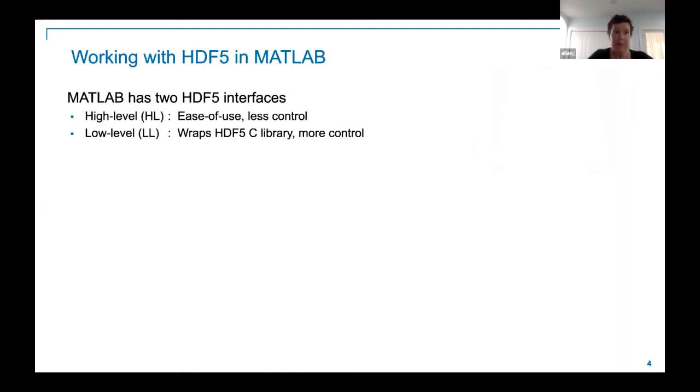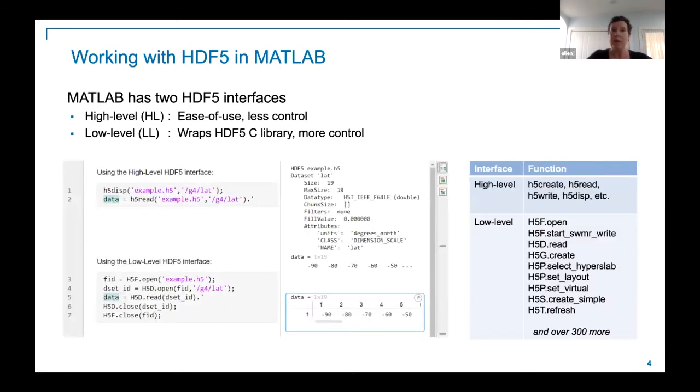So as a reminder, MATLAB has two HDF5 interfaces. We have the high-level interface, which is meant for users to have a really nice experience and ease of use, because as you know, with HDF5, the library itself can get kind of complicated. But for folks who are familiar with the C API, we have our low-level interface, which wraps the C API and gives a lot more control to folks. And what we have here is a screenshot of a MATLAB live script, just showing a very simple example for the high-level and low-level interface.